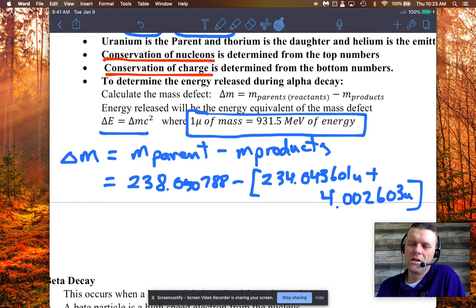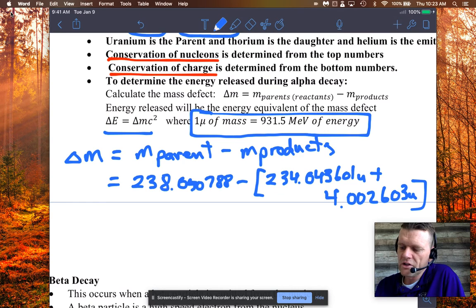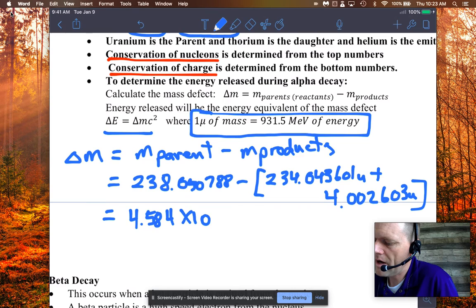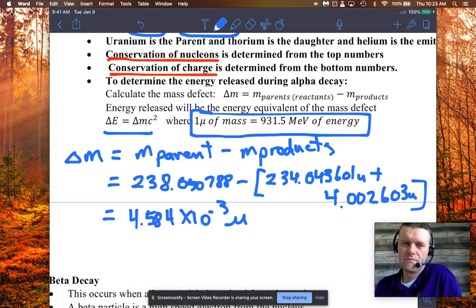Okay, I know these numbers are tedious, but you have to be slow and punch them in. I'll just do this work here, if you trust me on this. Hopefully you trust me. So the mass defect is going to be when I subtract the sum of the products, and I get 4.584 times 10 to the negative 3 atomic mass units. That's a really, really small mass defect.